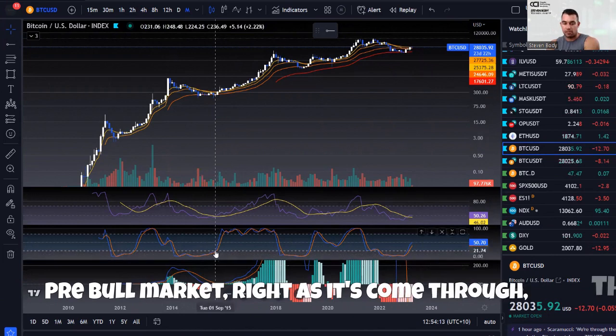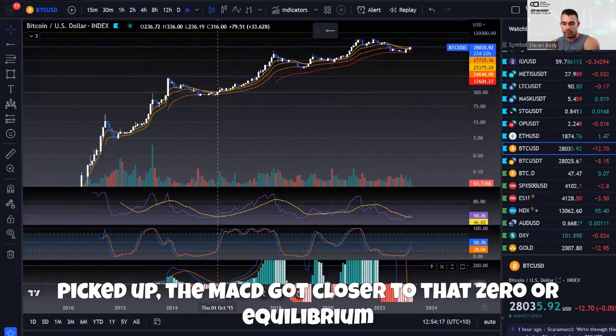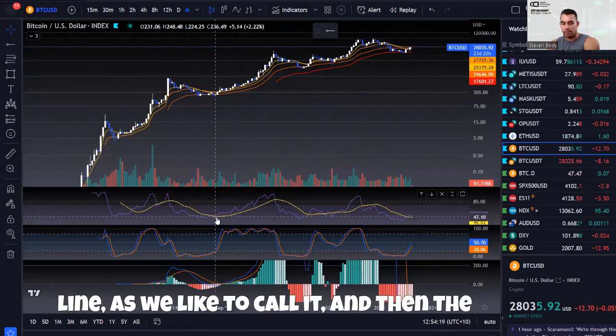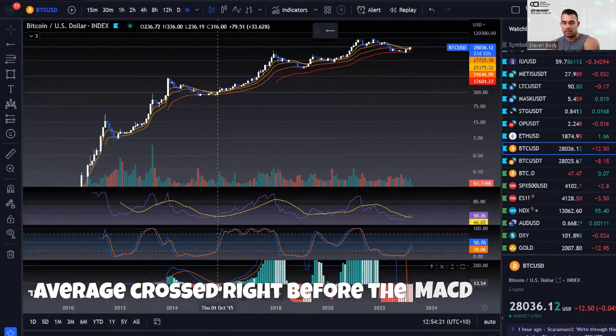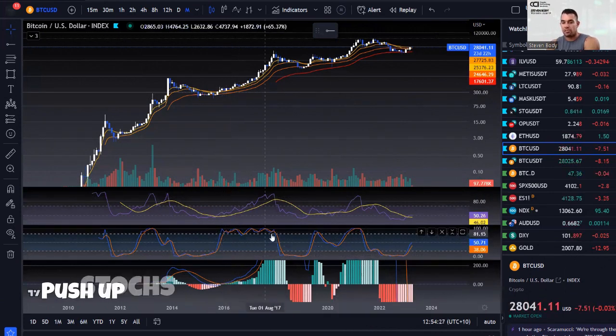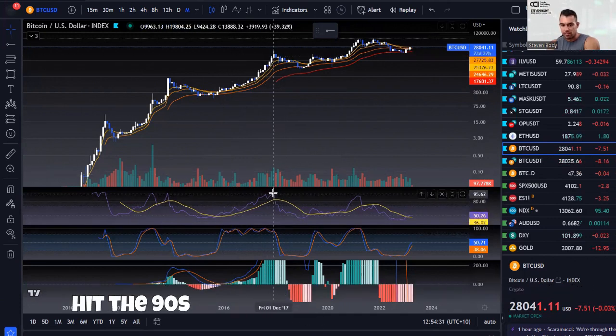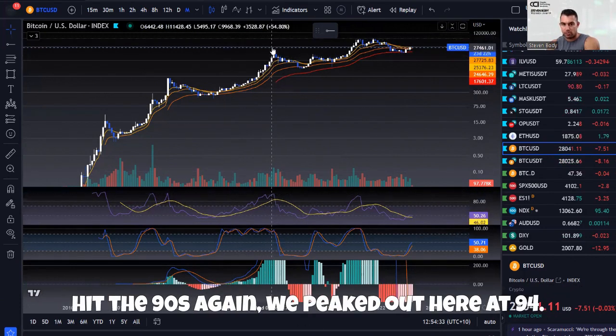As it's come through, the stock RSI picked up, the MACD got closer to that zero or equilibrium line, as we like to call it, and then the moving average crossed right before the MACD triggered sort of a buy, and we got above the 10 EMA. Now, look at this price action. Push up, stock RSI ranged at the highs, RSI climbed up, hit the 90s. Again, we peaked out here at 94, top of the bull market.